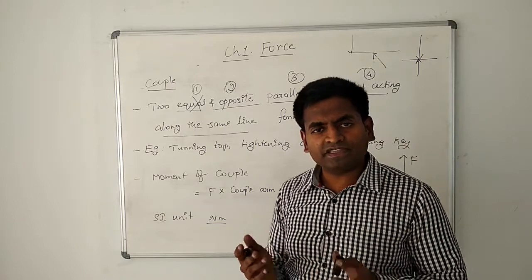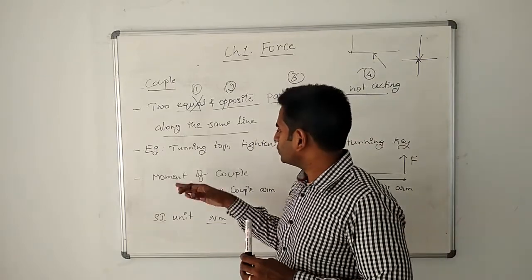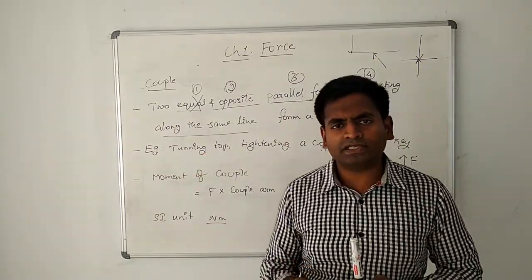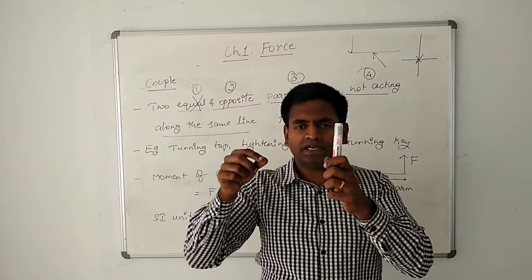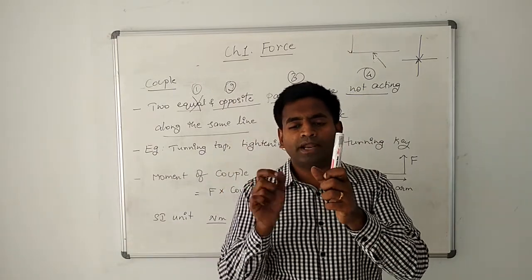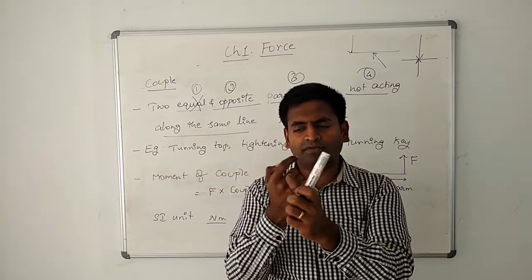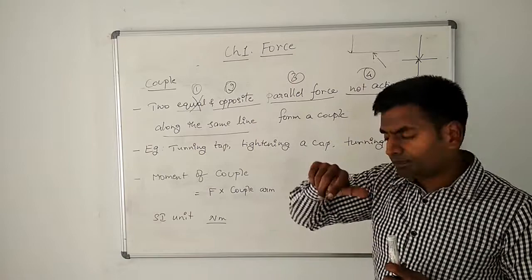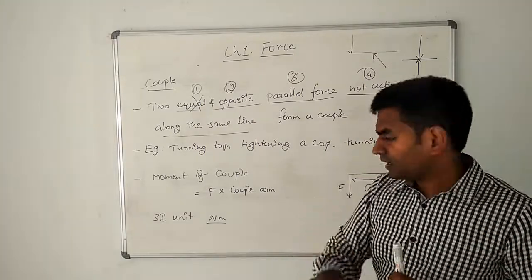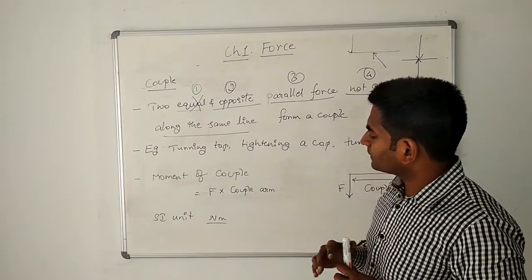What are the examples? Do we see couple in our everyday life? Yes, of course. For example, while turning a tap. All that I do is I will turn. So this end of the tap will be applied a force in one direction, the other end will be applied a force in another direction. So that's a couple. Similarly, tightening a cap, even turning a key. So all of them are examples of couple.